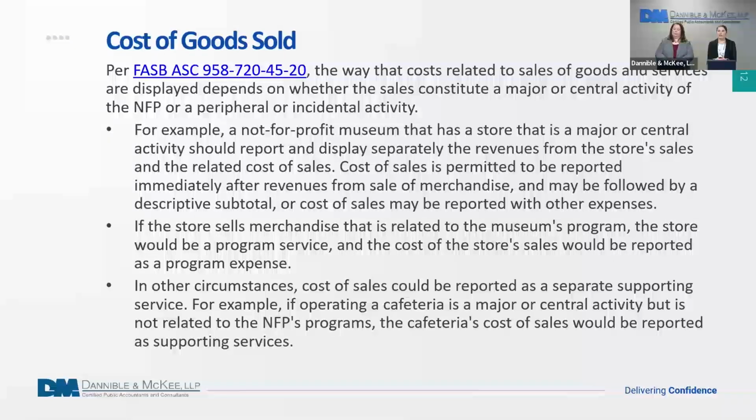the costs related to sales of goods and services, how they're displayed depends on whether the sale is a major or central activity of the nonprofit or a peripheral or incidental activity. Of the main activity that your organization does, are you mainly being paid for services directly provided to individuals for their own benefit? Or maybe you have a gift shop, whereas your main purpose is to educate the public via a museum? Whether or not it's major is going to determine how you are going to present them.